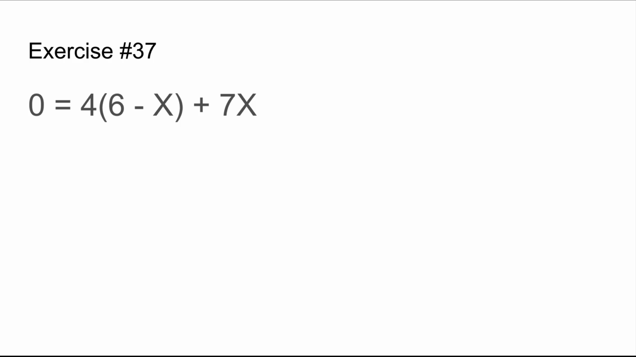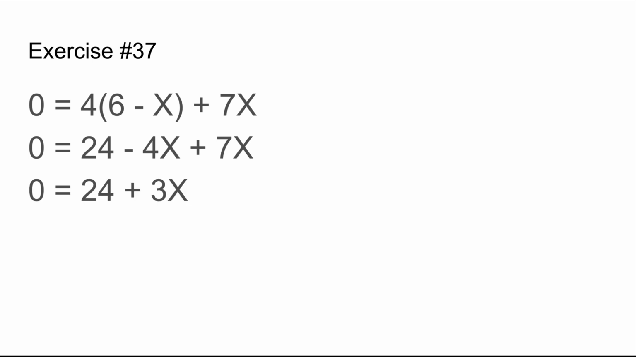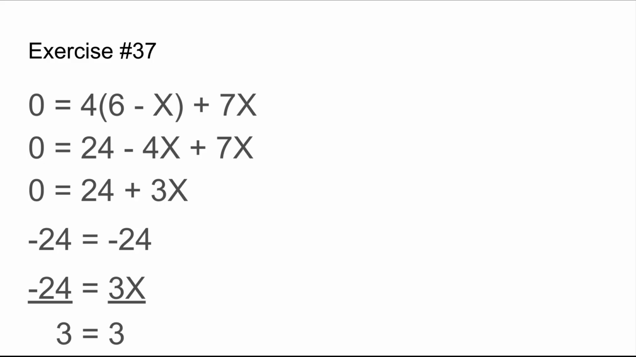4 times 6, 4 times negative x. Combine negative 4x and 7x for 3x. Now we have equals 0. Remember, that doesn't worry us. We know exactly what to do. We are getting x by itself, so we will subtract 24 from both sides. Negative 24 equals 3x. Divided by 3, x equals negative 8.